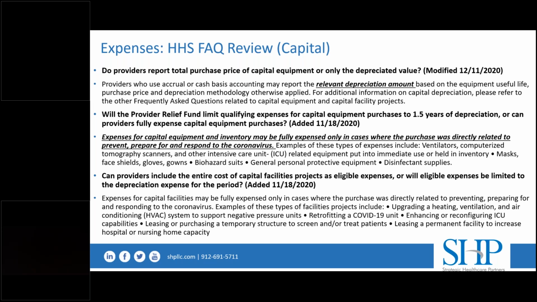So it goes on to say that examples of things that are strictly coronavirus related would be ventilators and CT scanners and other ICU equipment that was put into use during the pandemic, and then the normal inventory items that everybody was dealing with, all the PPE kind of stuff that has been out there. That third question, can providers include the entire cost of capital facilities or will it be limited to depreciation? Again, it's the same answer: if it's directly related, it's 100% of it. If it's related to general access to services, then the depreciation amount applies.